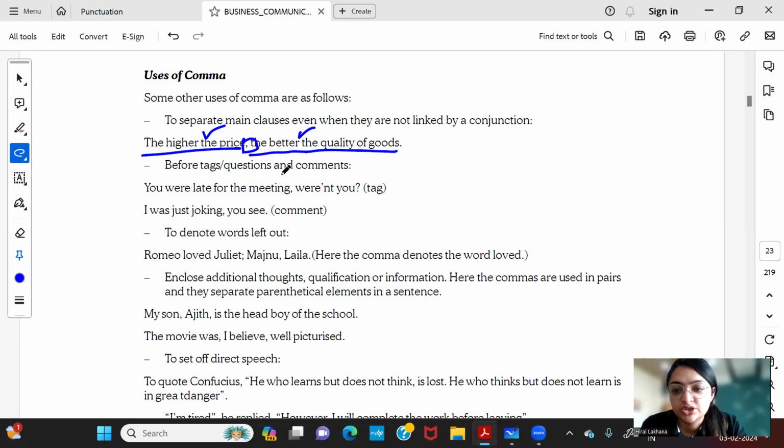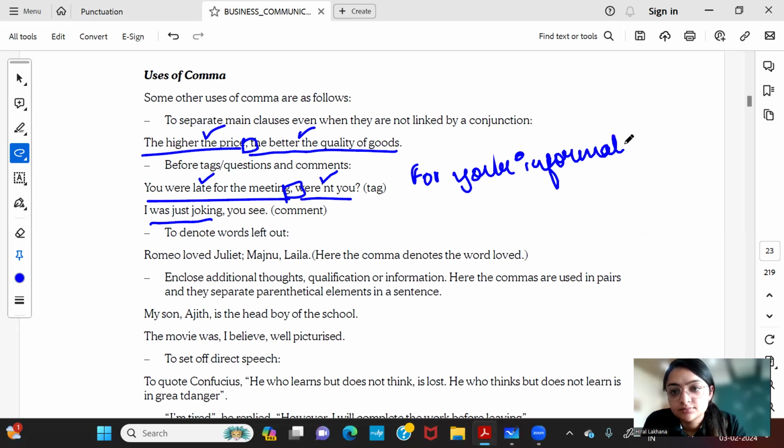Now, before tags or questions and comments. Here this particular sentence reads, you were late for the meeting, weren't you? This is a tag that is in addition to this sentence; I am also asking a question. To join these two parts, we have used a comma here. I was joking, you see. Or when we are saying anything like, this is for your information, please note. Here there are two different phrases involved, and instead of adding a conjunction, we have used a comma.